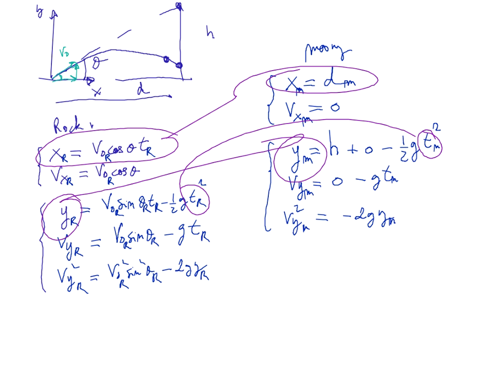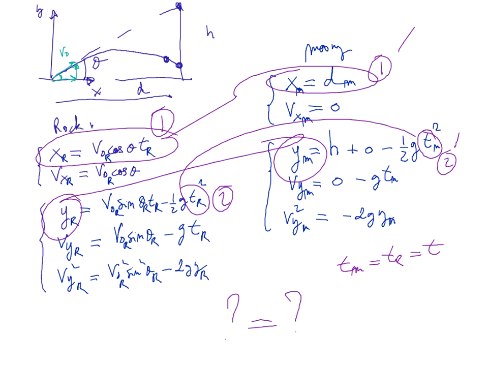Express both x position and equate them with each other. So you're going to take equation 1 and equate it with 1 prime. Then do the same for the y position. You're going to take equation 2 and set it equal to 2 prime. And use the fact that time is also common. Therefore, as you combine those two equations, 1 and 1 prime and 2 and 2 prime, you're going to use the fact that Tm is the same as Tr, just call it T. Continue that proof, and as you finish the algebra, you're going to end up with something equal to exactly the same thing.